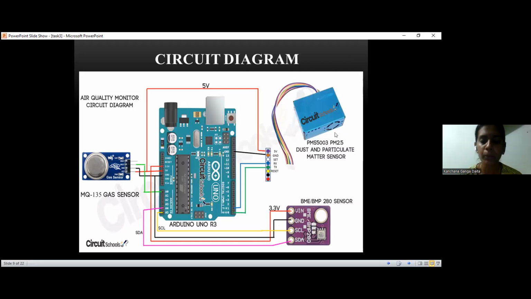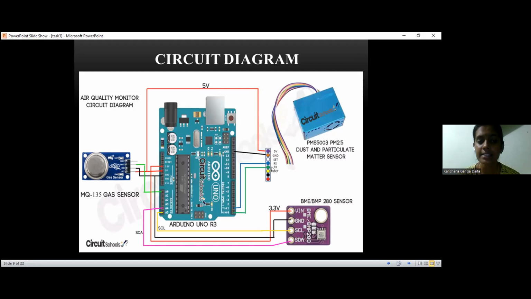And coming to the PM2.5 dust and particulate matter sensor. This sensor is particularly used for measuring particulate matter coming from UV rays or sunlight, etc. It has five pins in total. 5 volts and ground are the usual ones, and those also have to be connected to the Arduino pins.